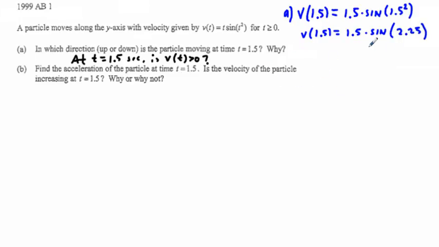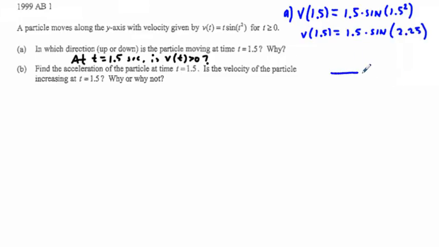And so really, to answer this question, if v of t is greater than 0, we need to know if the sine of 2.25 is positive. If it is, the particle is moving up. If the sine of 2.25 is negative, we know the particle is moving downward.